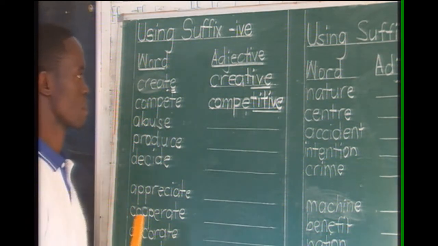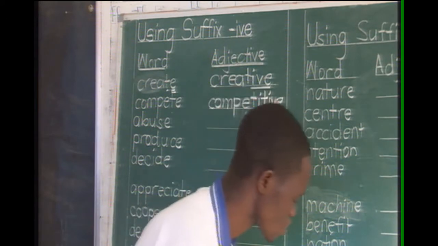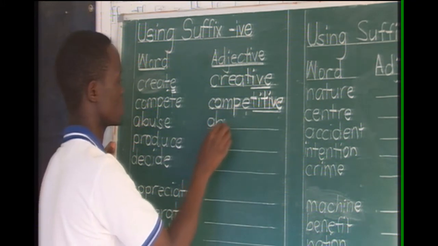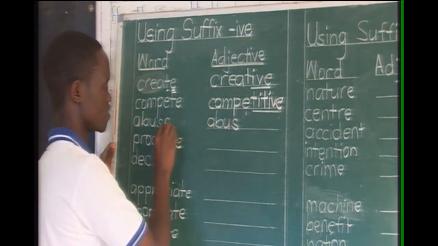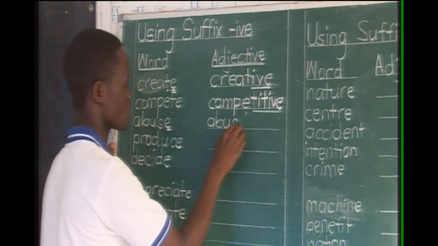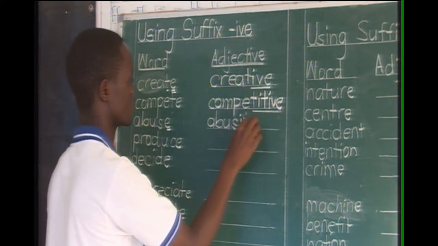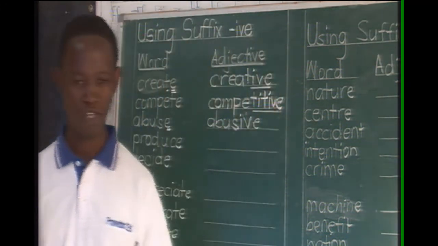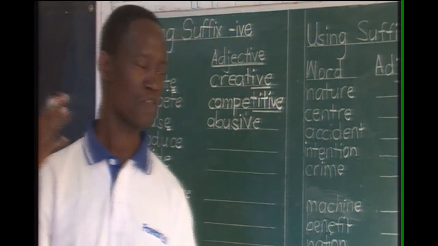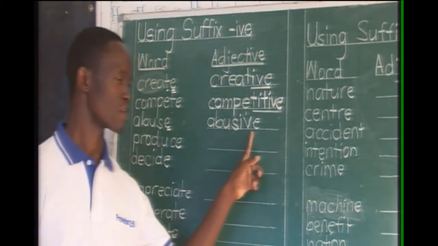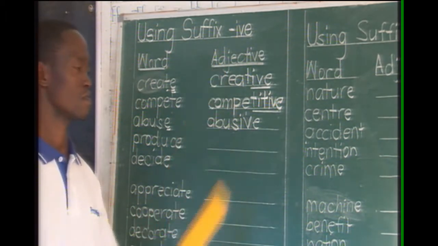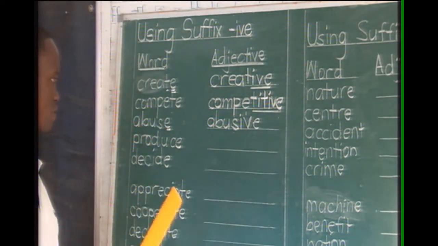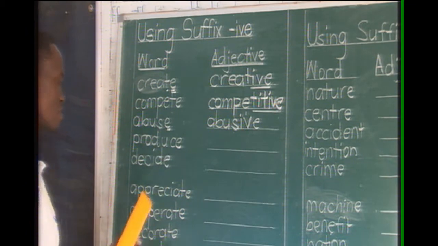Next is abuse. Abuse is a verb, and the adjective formed by adding suffix IVE is abusive. ABUS. What happens to the last E? Throw it away, replace it with IVE. Yes, the adjective is abusive. In debating, teachers speak a lot against the use of abusive language. So abusive is an adjective used to describe the noun language. Abusive language is prohibited in debates.